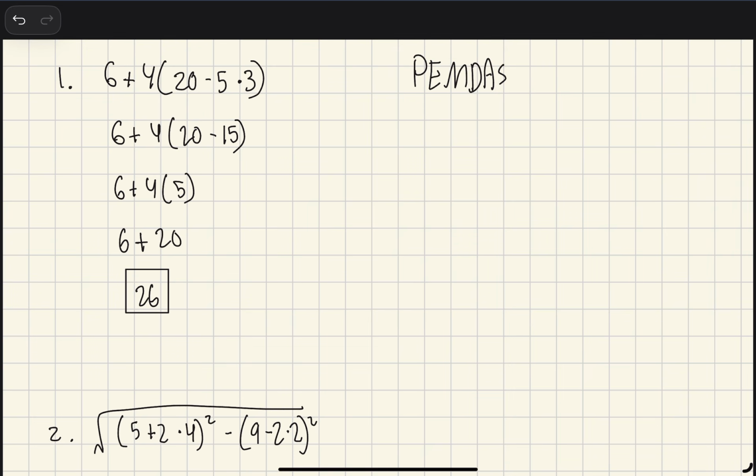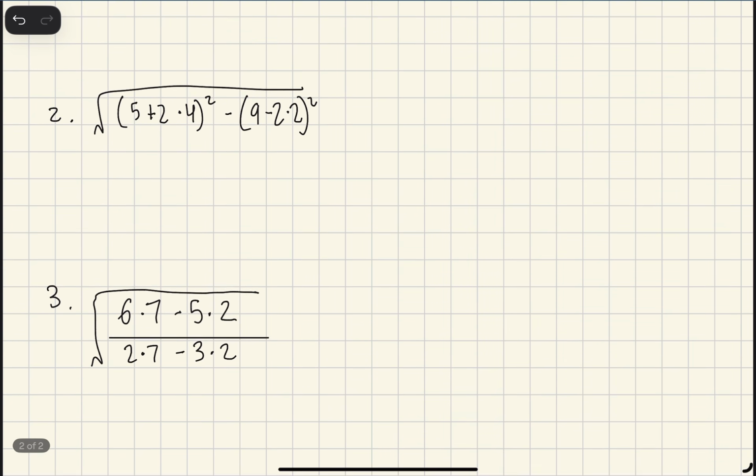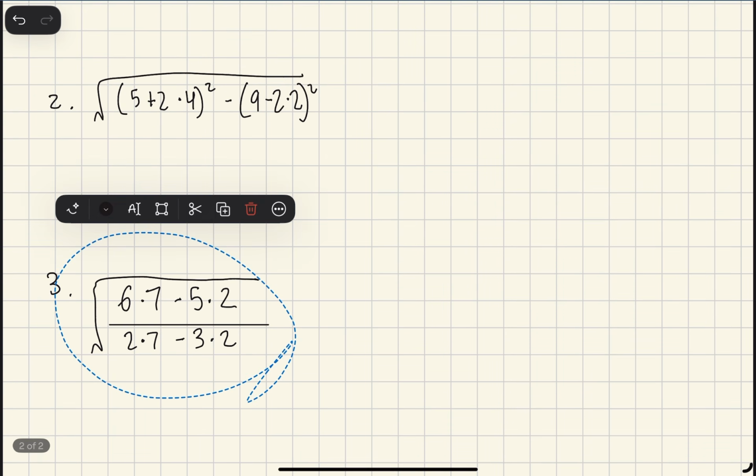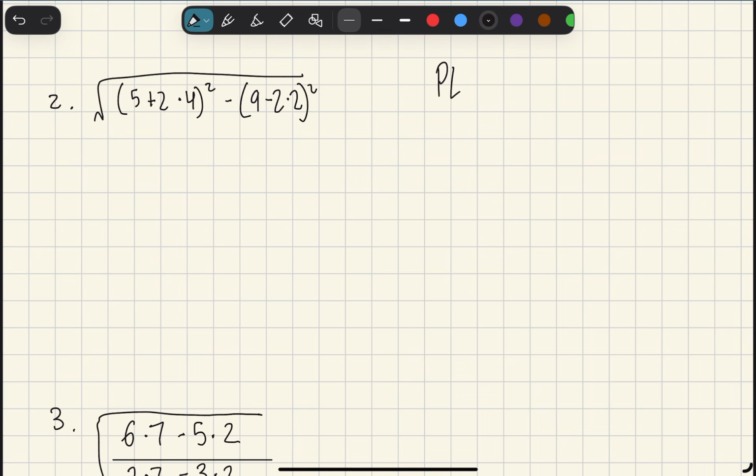Knowing that, let's move on to number 2. So here's number 2, and then there's number 3, but I'm just going to scoot it down just a little bit, just like that. All right, so we have square rooting that we have to deal with. And of course, remember the PEMDAS rule.